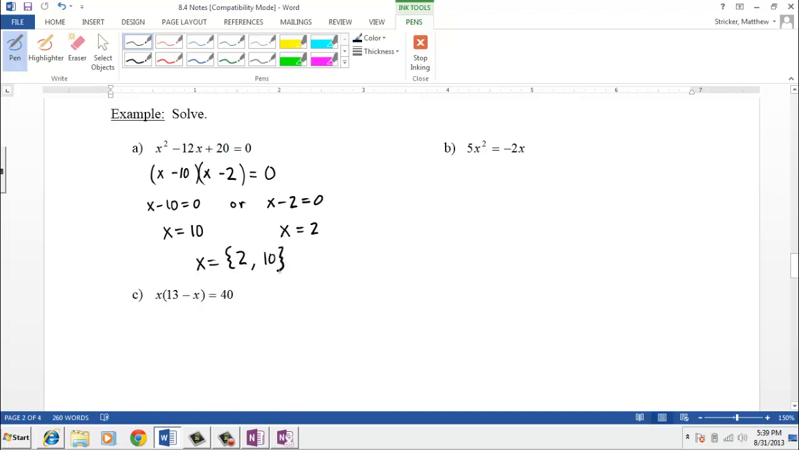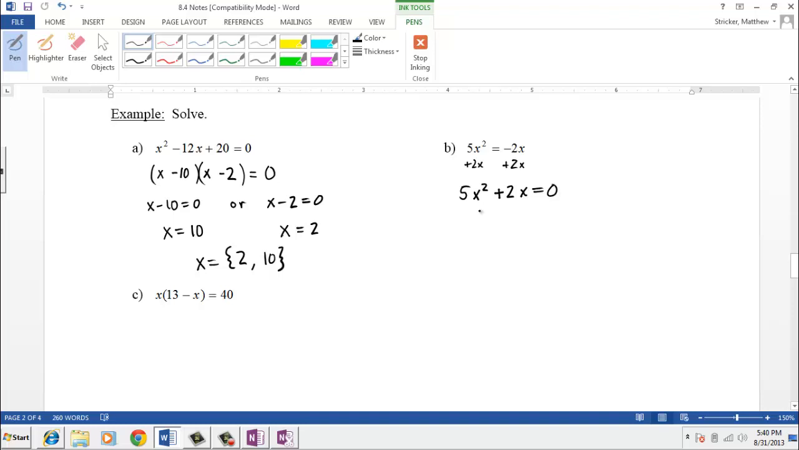We have another one. What's wrong with example B here? What do we need to do first? Well, we need to get it like the one in example A, where we have it set equal to 0. To do that, we need to add 2x to both sides. We need to get that negative 2x to the left side, which makes it 5x squared and a positive 2x equals 0. And again, we want to factor.